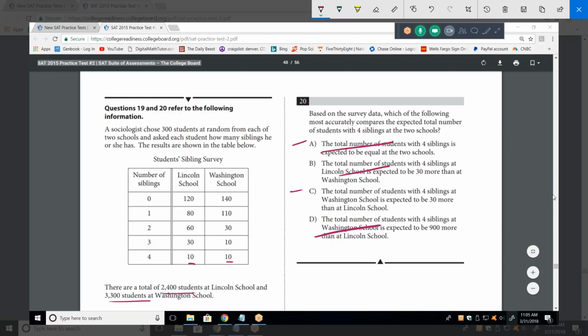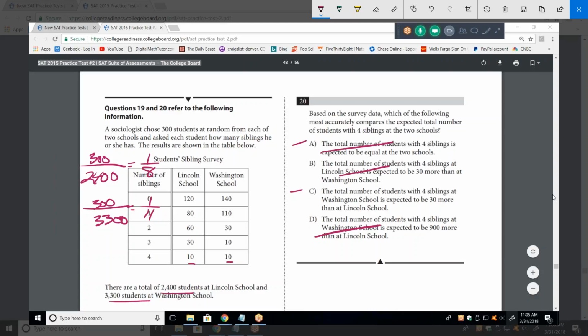C is the answer. And just to let you know, I'll show you what the math would have been. There's 300 out of, at Lincoln, 2,400. So that's 1/8 have 4 siblings. At Washington, it's 300 out of 3,300. So that would have been 1/11.